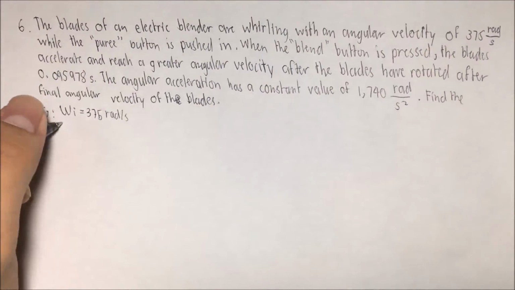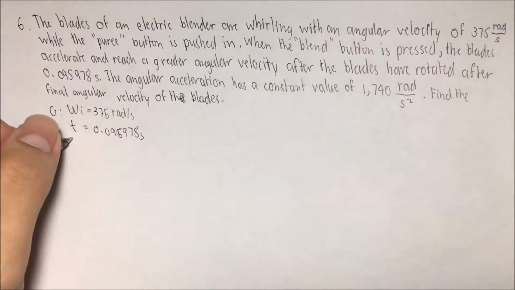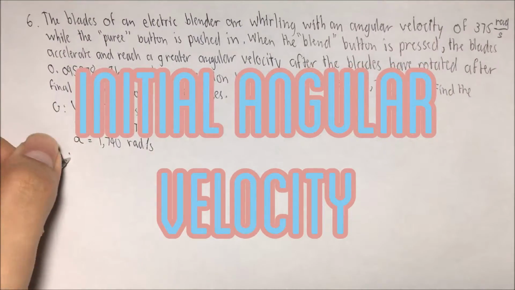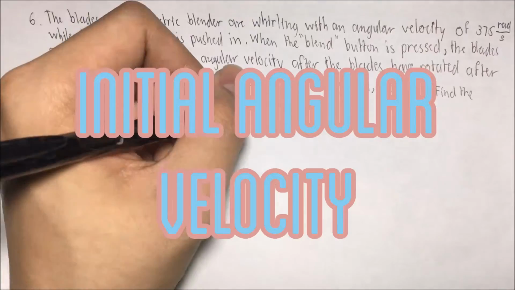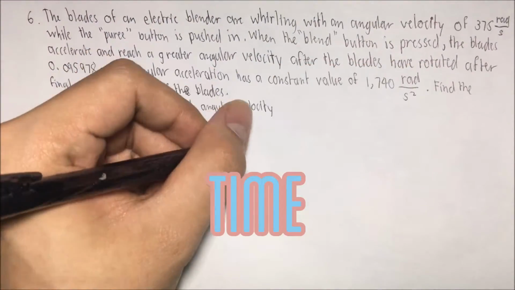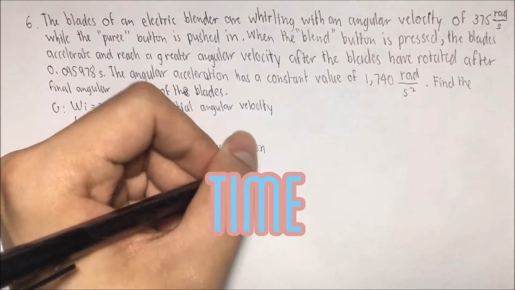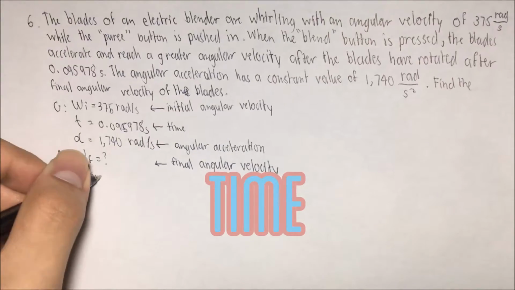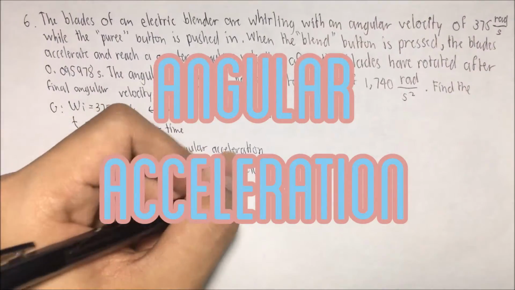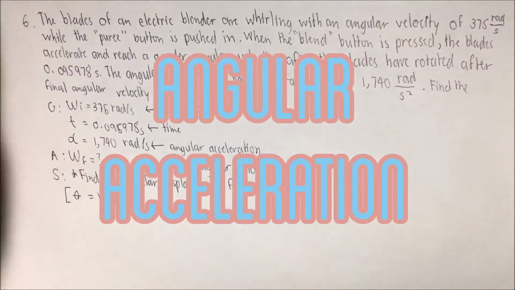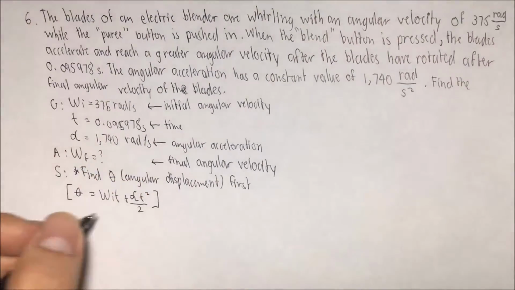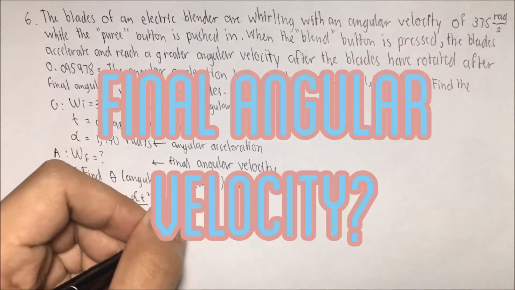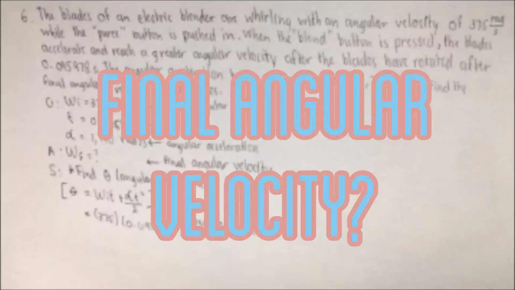Now let's write down our given. We are given three variables: the initial angular velocity, which is 375 rad/s, the time, which is 0.095978 seconds, and the angular acceleration, which is 1740 rad/s². We are asked to find the final angular velocity.